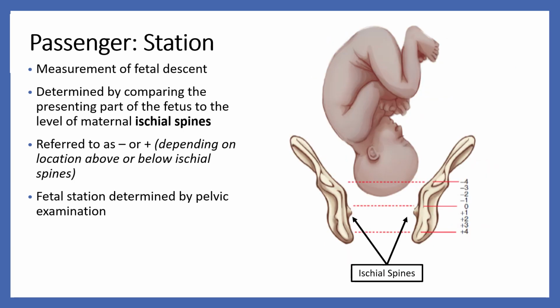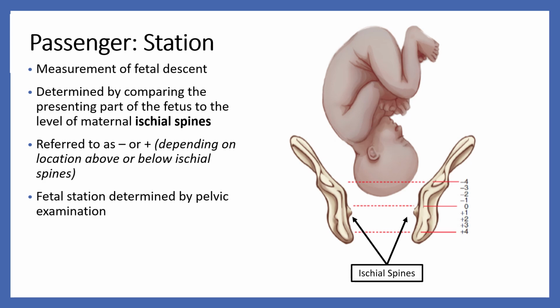For station, this is a measurement of fetal descent. So when it is engaging into the pelvis, it's determined by comparing the presenting part of the fetus to the level of maternal ischial spines. Note that placement of those ischial spines, and note that when we are doing a vaginal exam to determine station, we use those as guides.